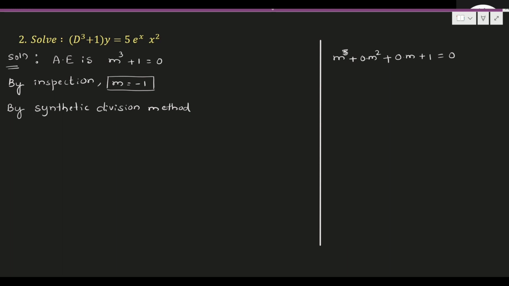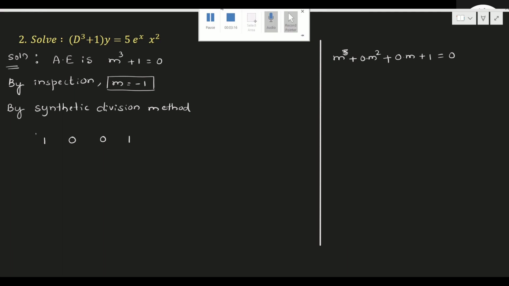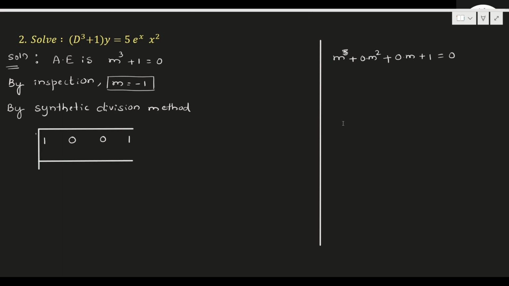Now, coefficient of m^3 is 1. Coefficient of m^2 is 0. Coefficient of m is 0. And constant term is 1. Once we write the coefficients 1, 0, 0, 1 of this cubic equation, now we have to take the first root, which we obtained by inspection as minus 1.